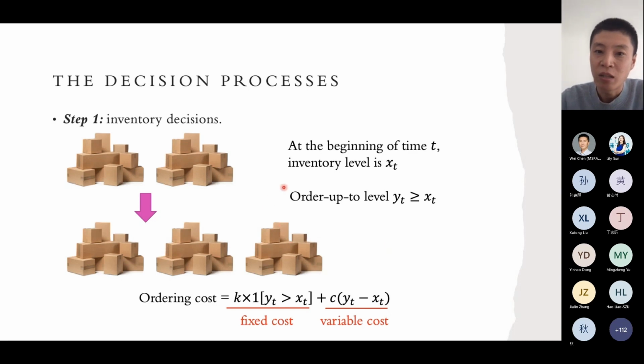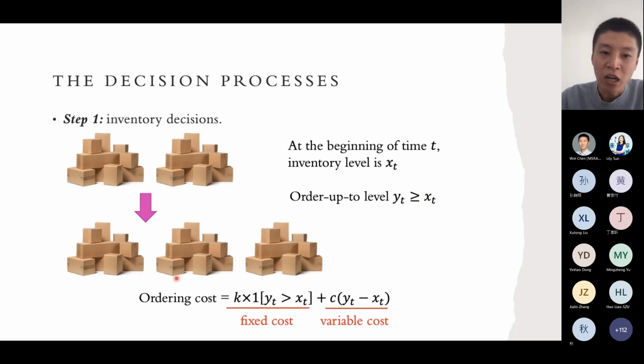And then the decision we are going to make is the so-called order-up-to level, which we denote as yt. yt should usually be greater than xt, and then the number of new inventories we introduce will be yt minus xt. That is very simple.